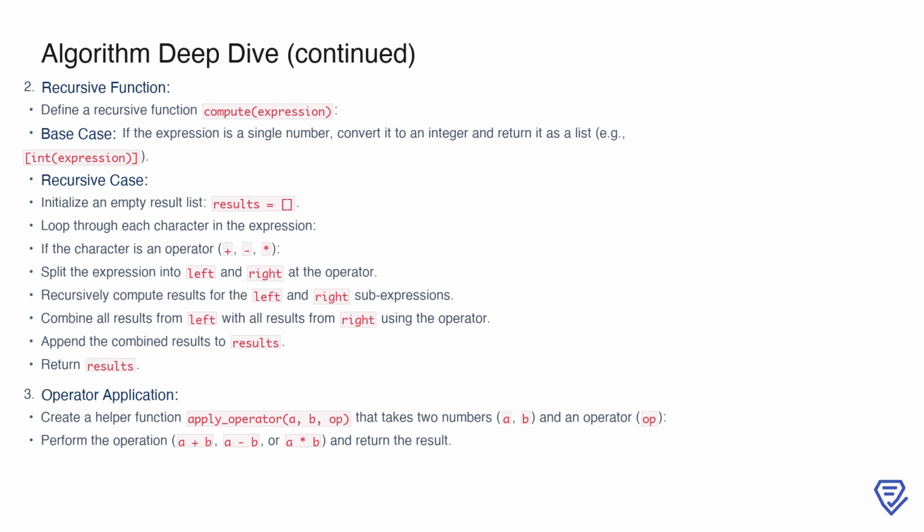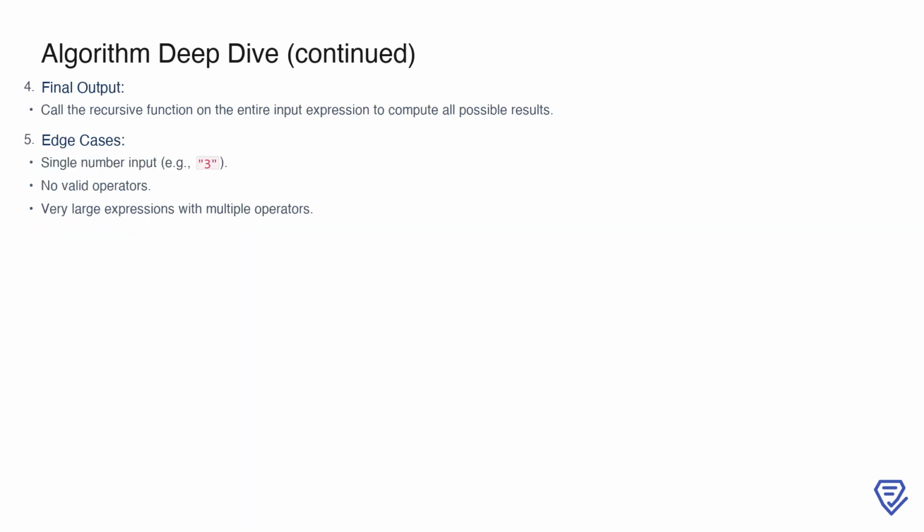To facilitate operator application, a helper function is defined to perform the arithmetic operations, taking two numbers and an operator as inputs and returning the computed value. The final output of the algorithm is obtained by calling the recursive function on the entire input expression. This function explores all possible ways to split and evaluate the expression, ultimately returning a list of all computed results.